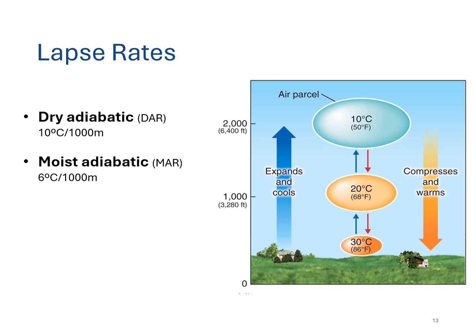You will see that different textbooks use a slightly different moist adiabatic lapse rate, and it can change slightly from place to place. We're going to use a standard MAR, moist adiabatic lapse rate, of 6 degrees Celsius per 1,000 meters.